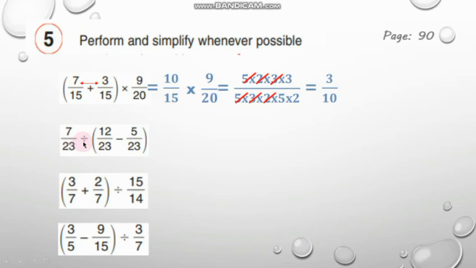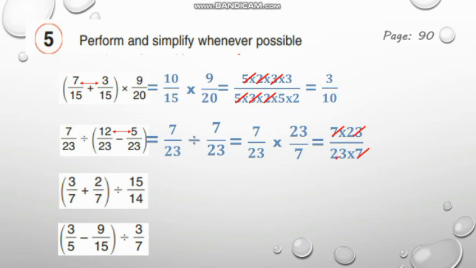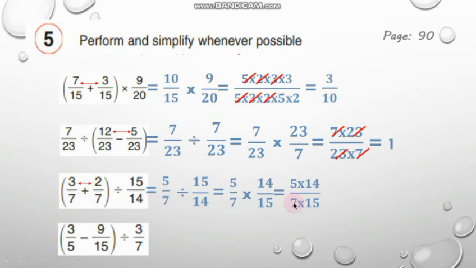Now I have 7 over 23 divided by 12 over 23 minus 5 over 23. What should I do? I start with the parentheses. So I write 7 over 23 divided by 7 over 23 because 12 minus 5 is 7. So 7 over 23 times 23 over 7 is 1. I can simplify by 7 and by 23. Now 3 plus 2 is 5 over 7 divided by 15 over 14. So 5 over 7 times 14 over 15 equals 5 times 14 over 7 times 15. I can decompose 14 and 15. I can simplify by 5 and by 7. 2 over 3 is the answer.